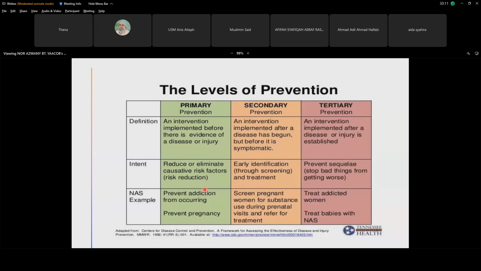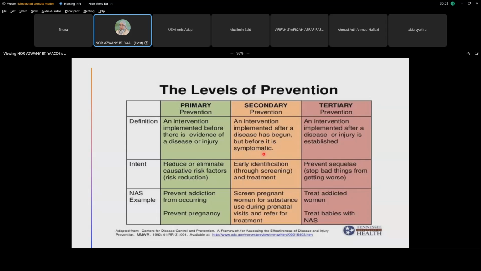So this is an example. The primary prevention is the intervention implemented before there is evidence of disease or injury. For example, in your case, you just give an exhibition to everyone, even though they don't have hypertension yet. So that is primary prevention because you want to reduce or eliminate the risk. Okay, and then secondary prevention is the intervention implemented after a disease has begun, but before it is symptomatic.